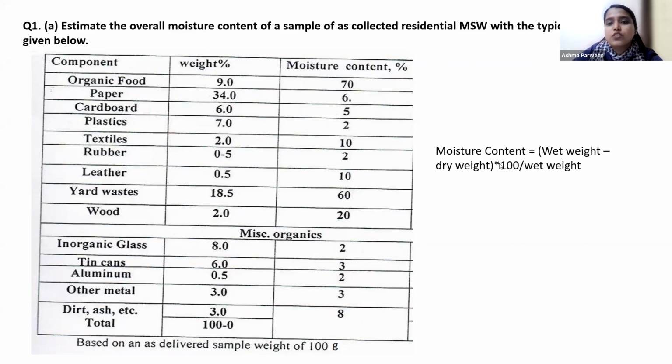I'll give you the formula. Moisture content is equal to wet weight minus dry weight, times 100, upon wet weight. So we have been given the moisture content, and we have been given the MSW. Suppose we are given 100 gram of MSW; out of that 100 grams, we have 9% organic food. So we will calculate how much organic food we have, then find the dry weights of the organic food and other waste, and then we will find the moisture content. So you got the question, everyone?